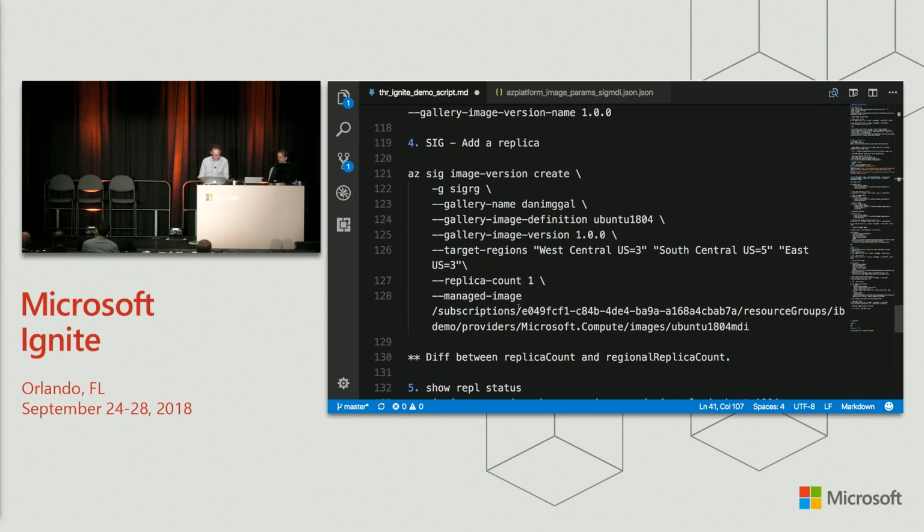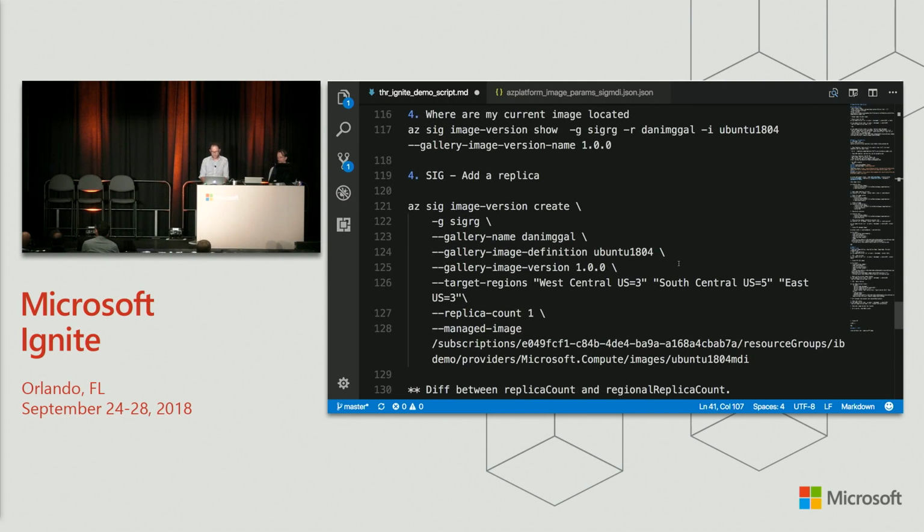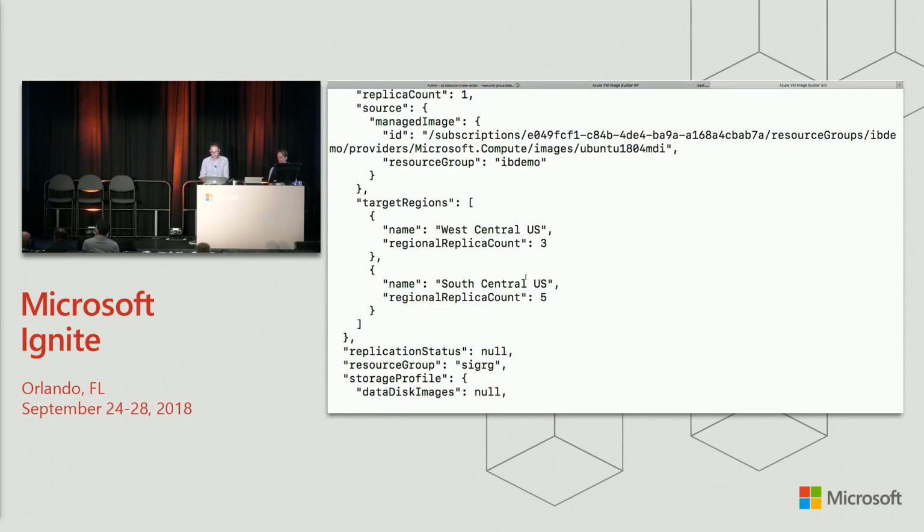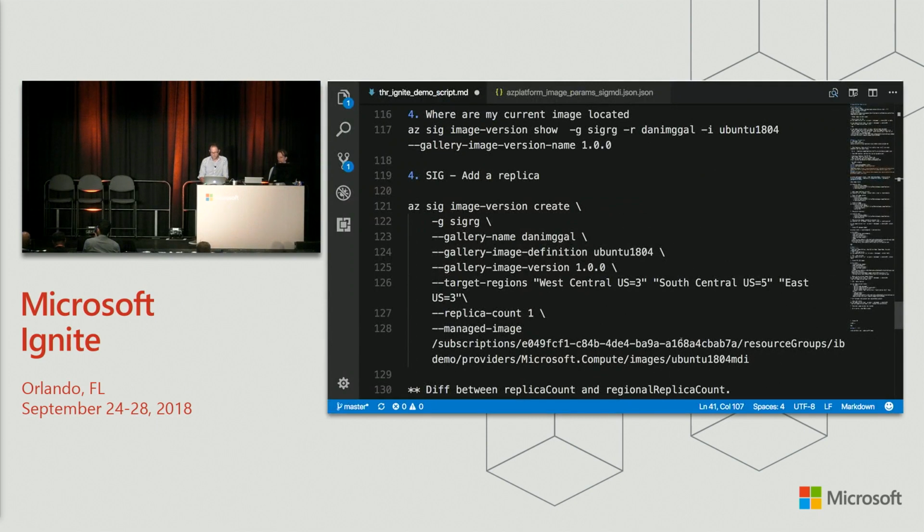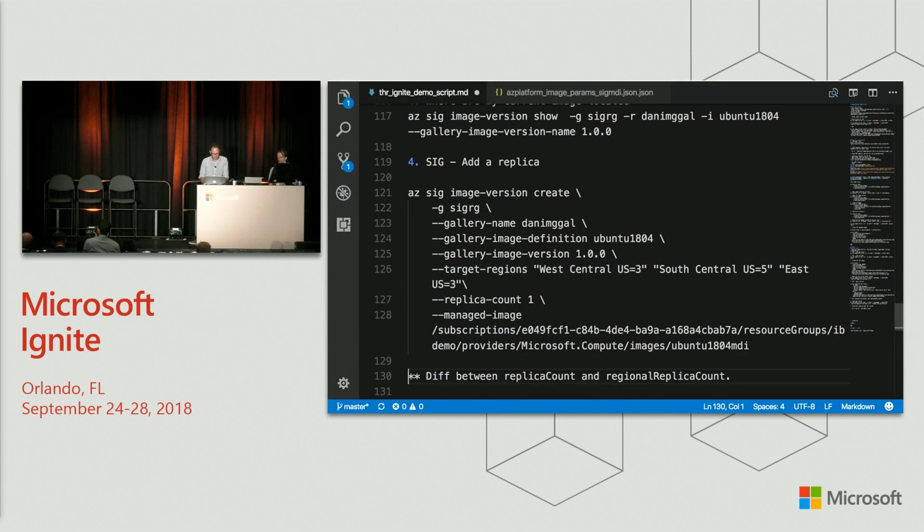Okay, so what I can do here, if you notice, I've got these two target regions. I can actually increase the number of regions. I can also change the replica counts as well if I needed to. And literally, all I need to do is run this command.